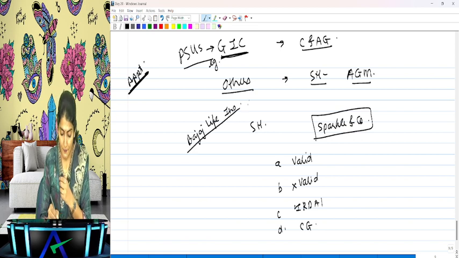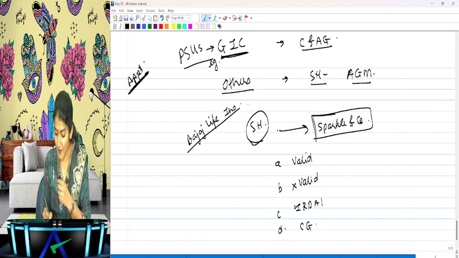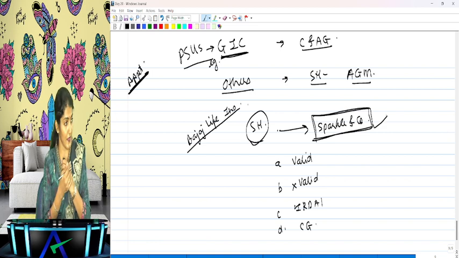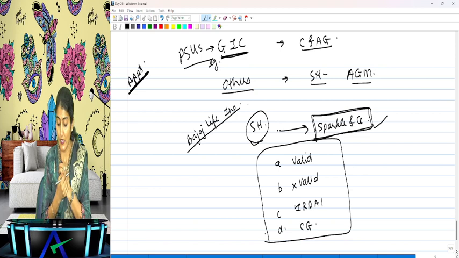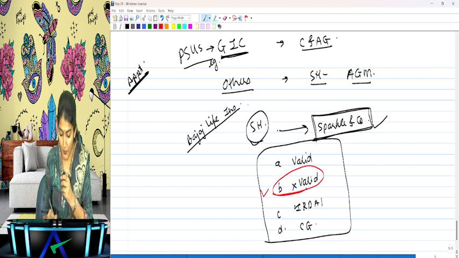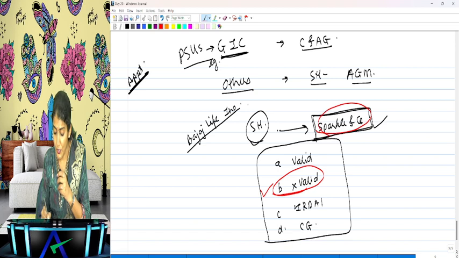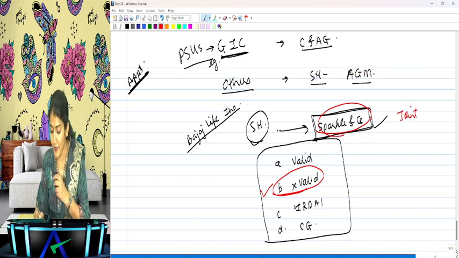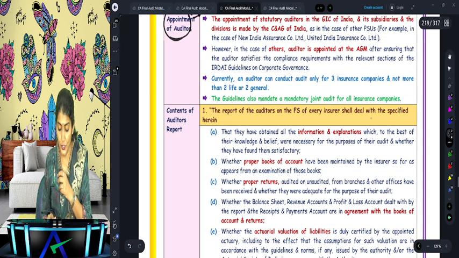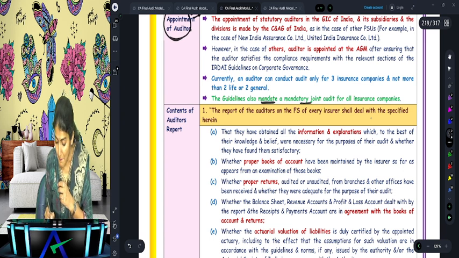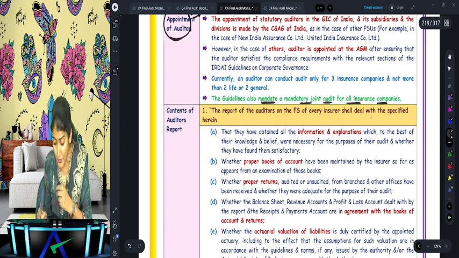Right, so Bajaj Life Insurance Company, the shareholders have appointed Sparkle and Company as their insurance company auditors. A, B, C, D, which is the correct option over there? B. The appointment is not valid. Why? Because for insurance companies it is mandatory to appoint joint auditors, and here they've only appointed one auditor. Right, it is mandatory for all insurance companies. The guidelines also mandate a mandatory joint audit for all the insurance companies.